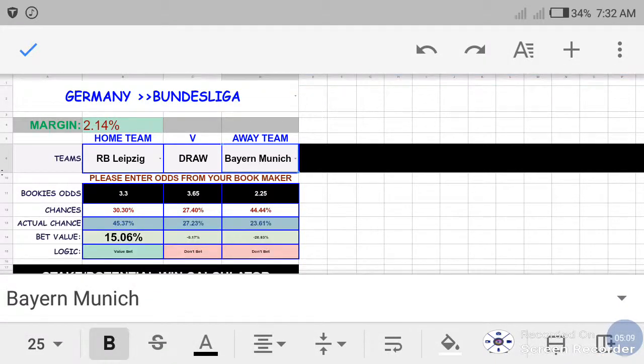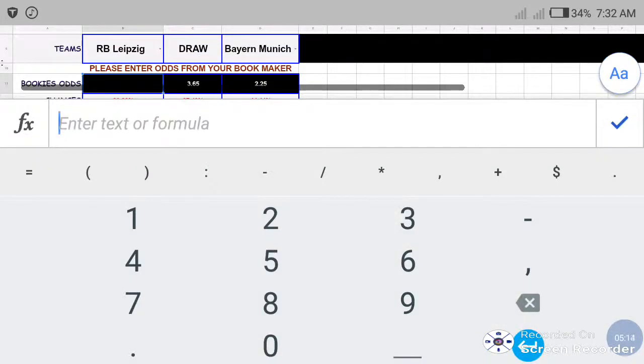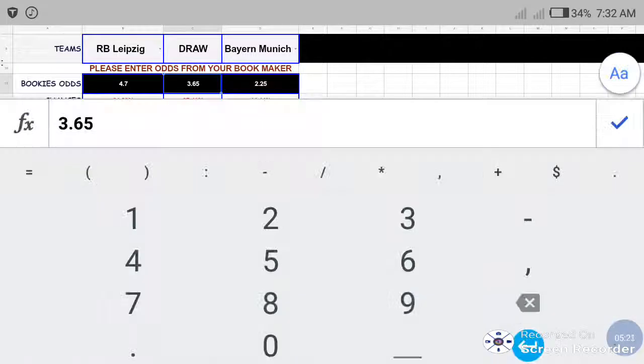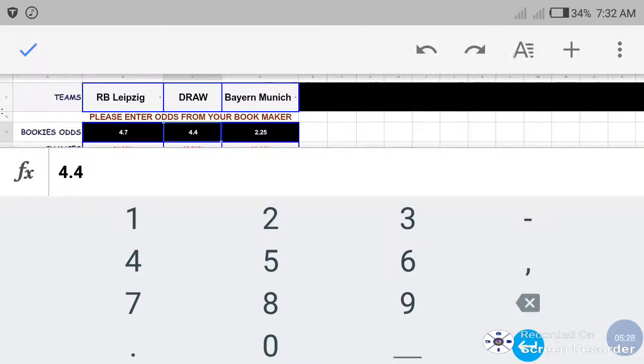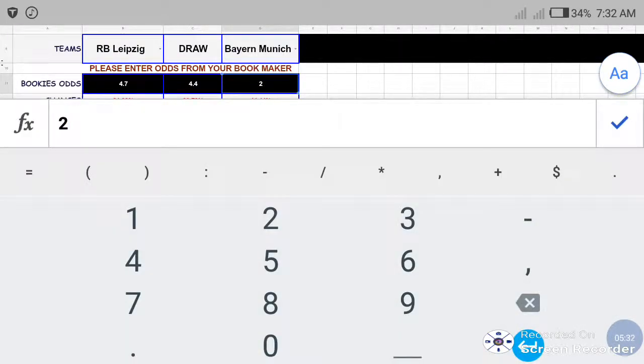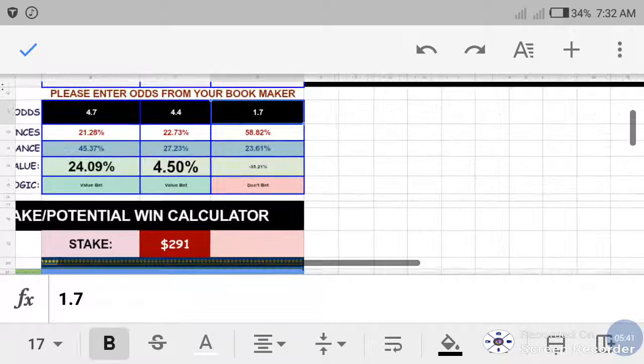So RB Leipzig is priced at 4.70 odds. The draw is at 4.40 odds, and Bayern Munich to win is at 1.70 odds. Good. Now after putting this in, the next thing is to look at the value.